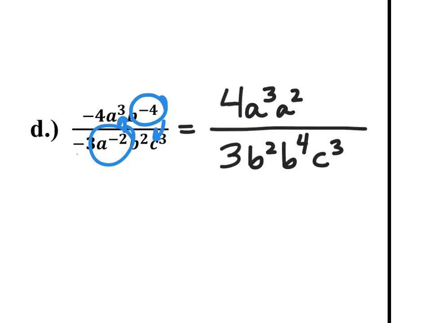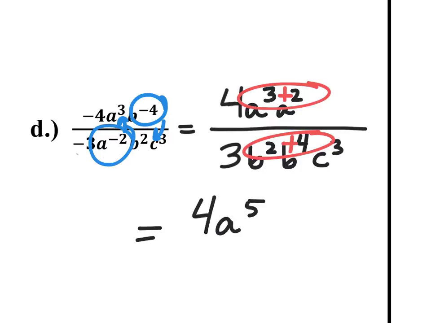Okay, now we're going to add our exponents. Same base and multiplication we add. So your final answer should be 4a to the 5th over 3b to the 6th, c to the third.